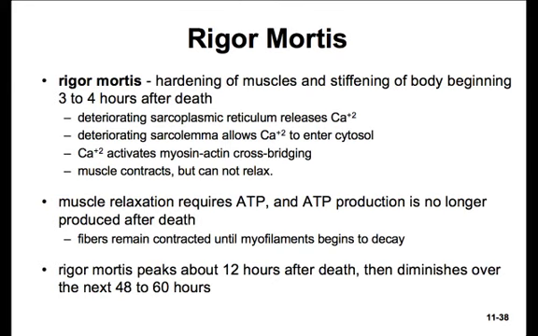Rigor mortis peaks at about 12 hours after death and then diminishes over the next 48 to 60 hours, depending on the ambient temperature. This is one of the ways that investigators can tell how long someone has been dead. Pretty cool application of the details of muscle contraction, I think. Think through this one a little bit.